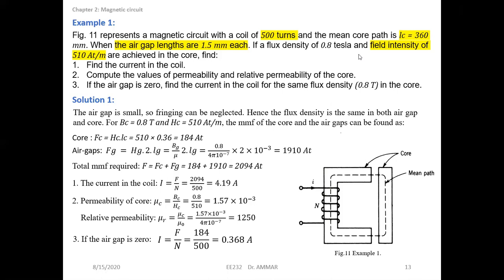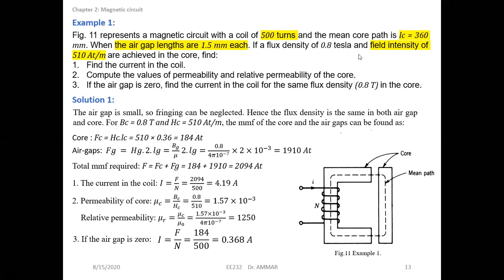Sir, why does the flux density of the core equal that of the gap? Yes, I said because they have the same cross section. If the cross section is different, they will be different. That's why, because the flux is the same. The flux is the same because it's considered as a series circuit.